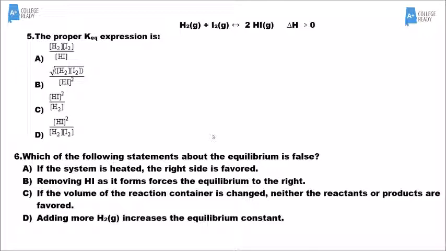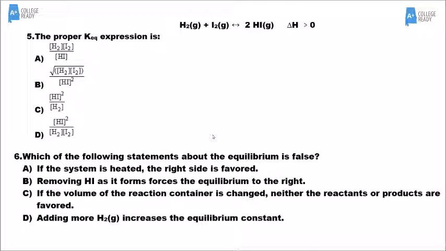Number 6 also references the equation up above. We have to figure out which statement is false. If it's heated, the right side is favored. Well, we know that the delta H is greater than 0. It's endothermic. So if it's heated, the right side is favored. That's true, because heat is a reactant in an endothermic reaction.